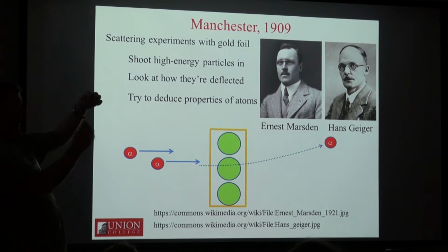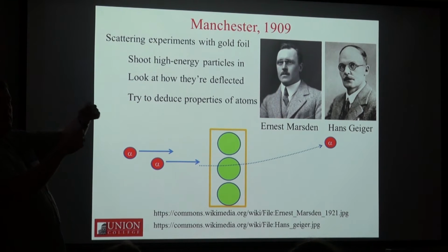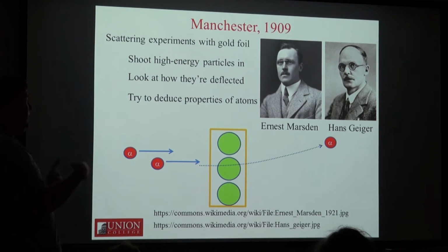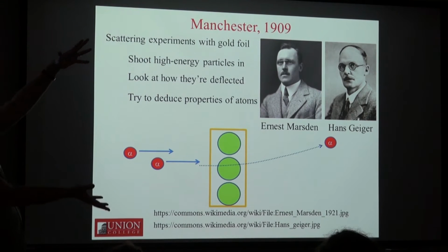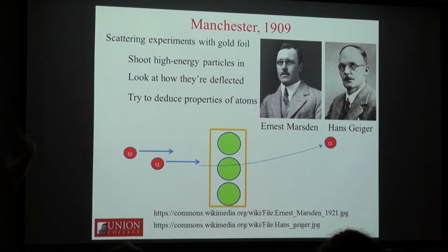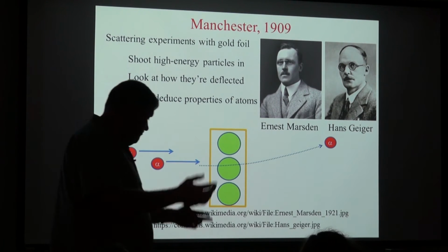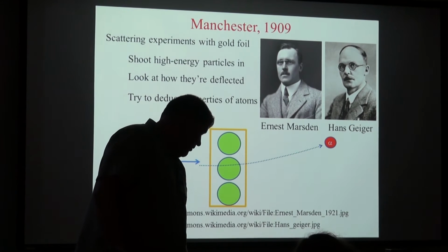And so they know that alpha particles will go through. If you make a very thin foil of gold, alpha particles will go through it. And if we have nothing there, we have a little spot. If we put the gold foil in, the spot's going to get bigger because things are going to get deflected, and that deflection will tell us something. So this is a straightforward experiment.